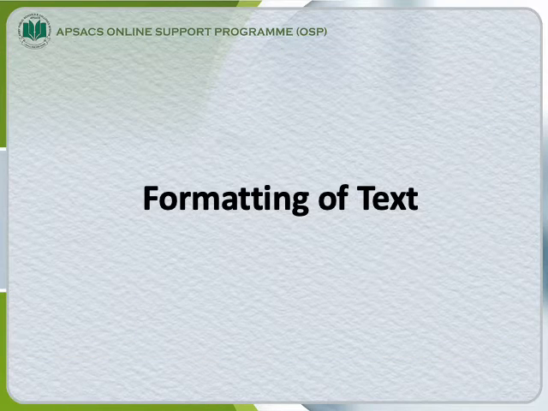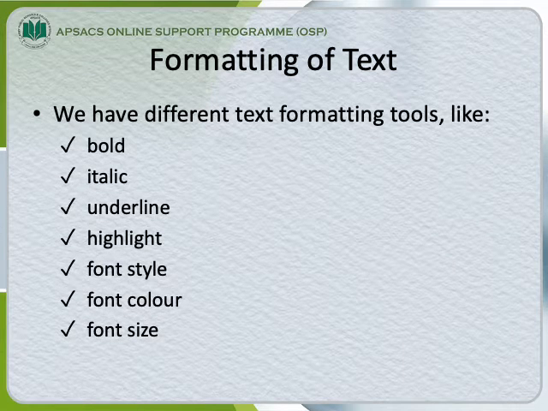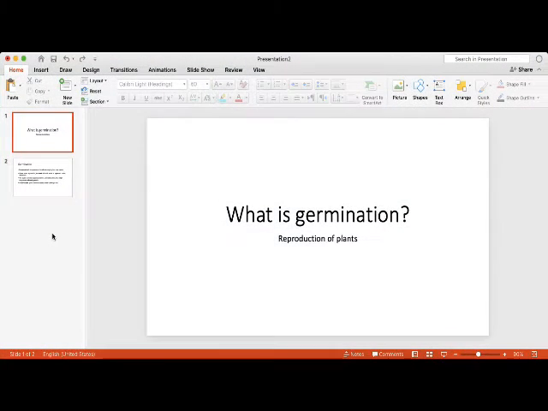Now recap some text formatting tools. We have different formatting tools like bold, italic, underline, highlight, font style, font color, font size. You have already used all of these tools in grade 1 and grade 2. Now we will practice the text formatting tools that I have already mentioned in previous slide.